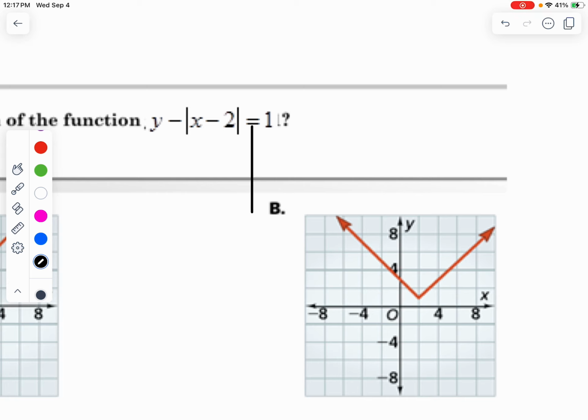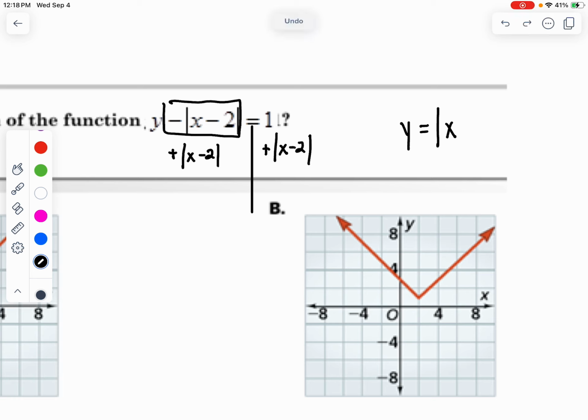We need to move this entire unit to the other side. So we need to add the absolute value of x minus 2 to both sides. So that's going to give me y equals, I ran out of room, so I'm going to do it here. The absolute value of x minus 2. See how we added it to the other side? And then don't forget about that plus 1 that was in the back. Okay, here's the 1 if you're trying to figure it out.